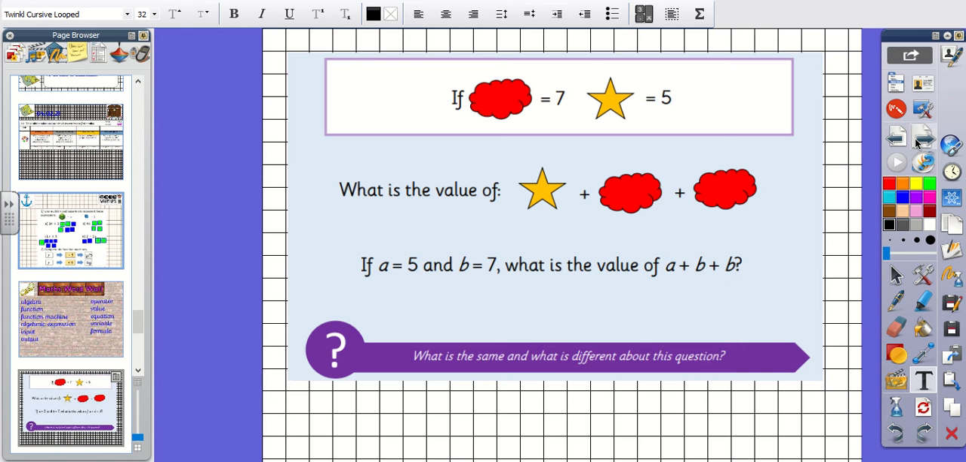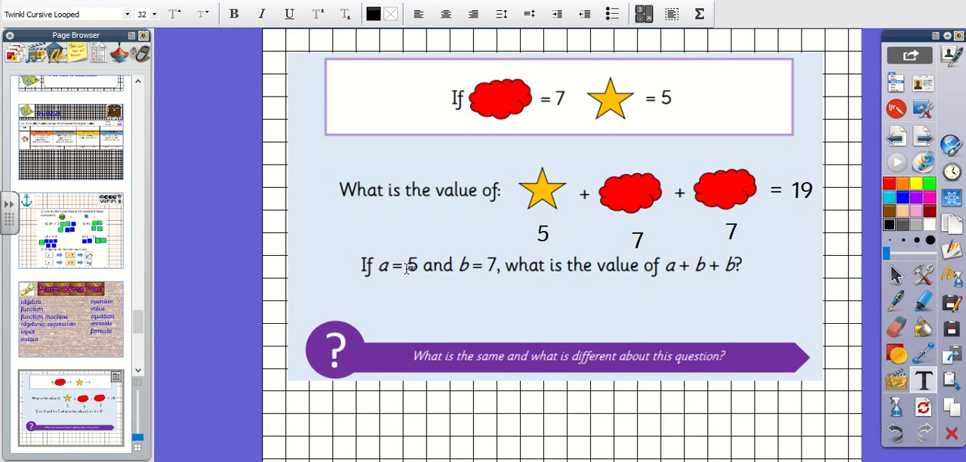Okay then, so let's have a look at this. If this red blob equals 7 and a star equals 5, what is the value of star add red blob add red blob? We know that the star is worth 5 and that the red blobs are worth 7 and 7. So all we are doing here is adding them all up. 7 add 7 I know is 14. 14 add 5 would give me 19. So that would be the answer.